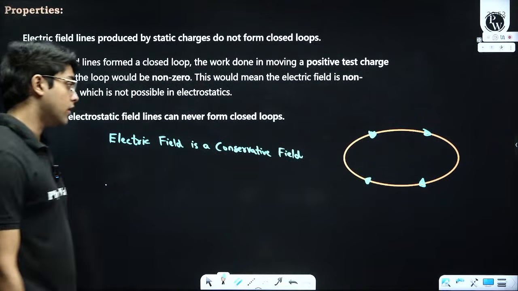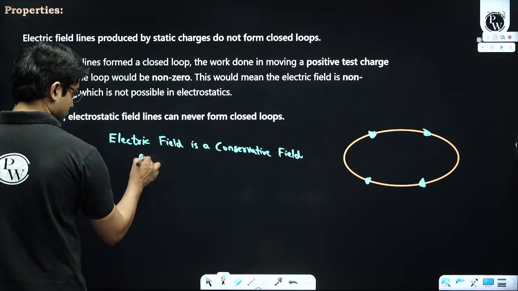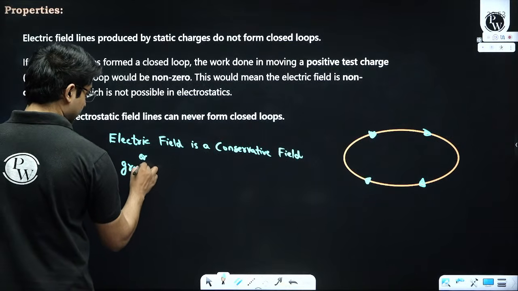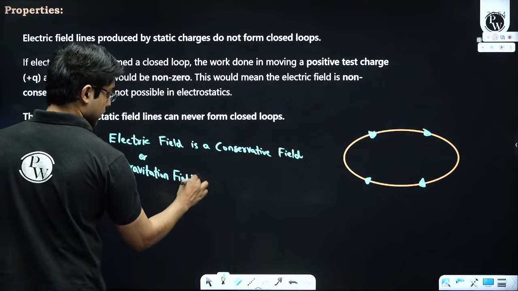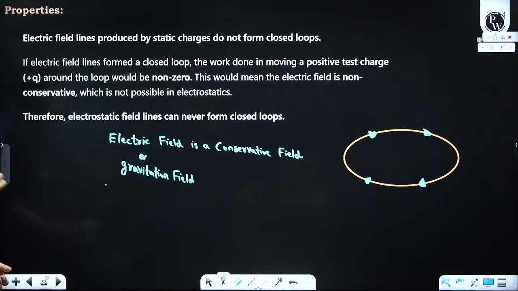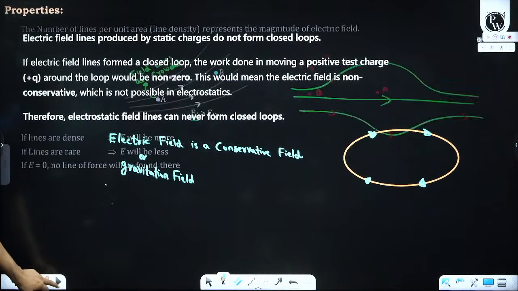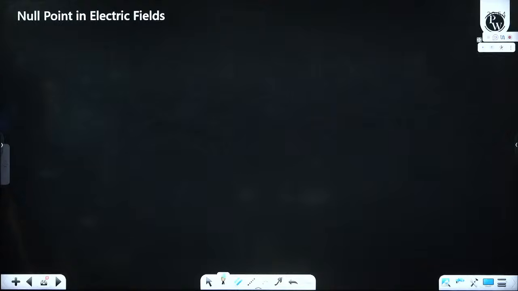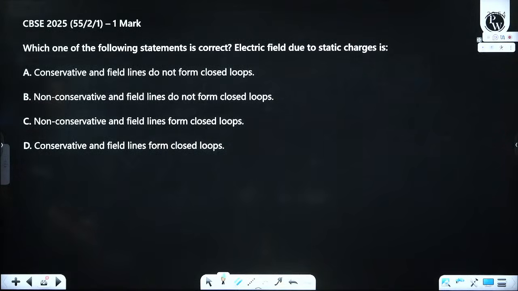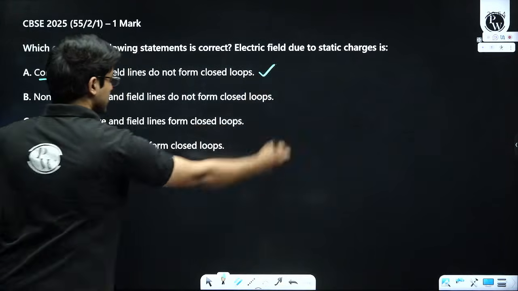So it's the same rule for the gravitational field also. You won't see any gravitational field pattern following a closed loop as well. So this is also asked. Okay. So now, yeah, so this question is based on that. This one question is based on that idea. Which of the following statements is correct? So electric field due to static charges, right, is conservative. That is true. And field lines do not form closed loops. This is also true. So A option is correct.